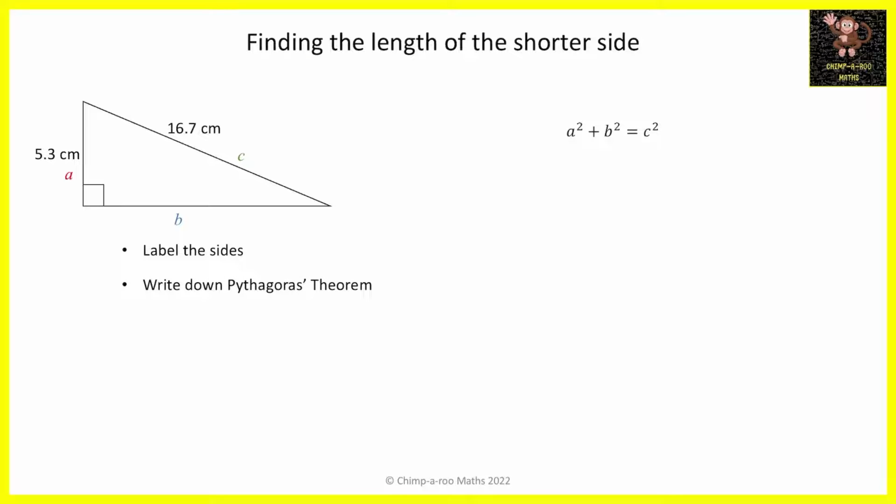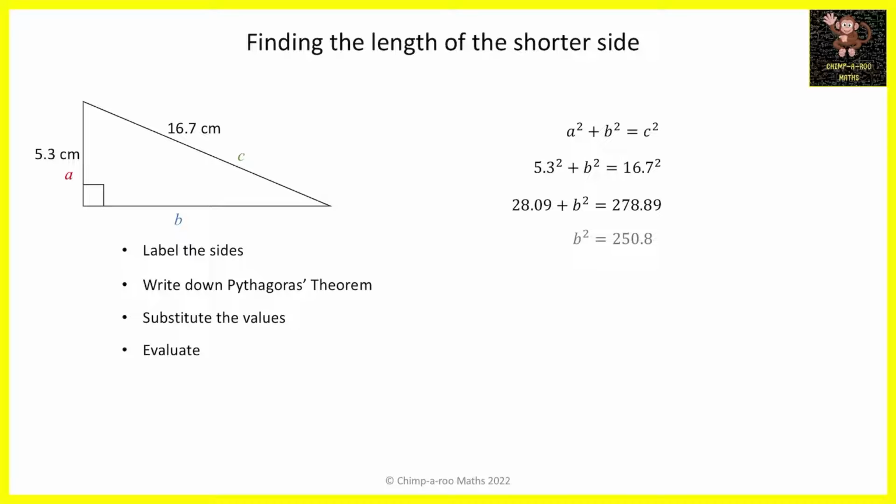As it is, a squared plus b squared equals c squared. No need to rearrange it to start with, just remember that one formula. You can rearrange once we've got some numbers in. Okay, so we substitute in the values. 5.3 squared plus b squared equals 16.7 squared. Let's evaluate those. So we've got 28.09 plus b squared equals 278.89. Now let's rearrange it to make b squared the subject, which gives us 250.8.